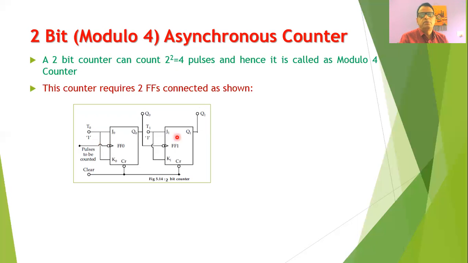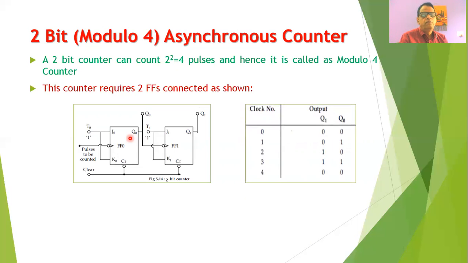So both the flip-flops are toggle flip-flops, and whenever these flip-flops receive a complete clock pulse, their output is toggled, that is, the output is changed. Clear terminals are made common and preset terminals are kept open. So this is a counter which requires 2 clock pulses, and this counter can have 4 steps.